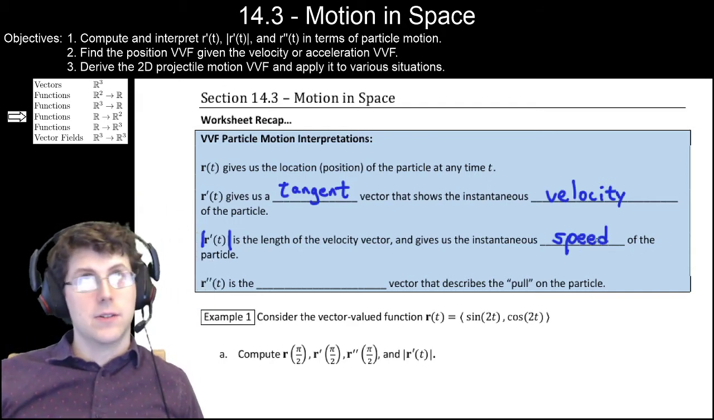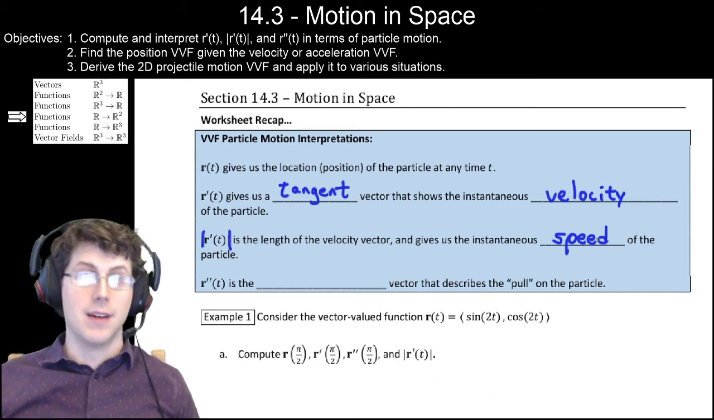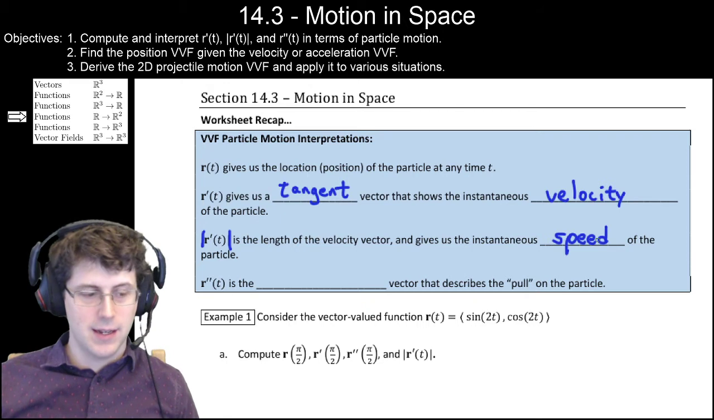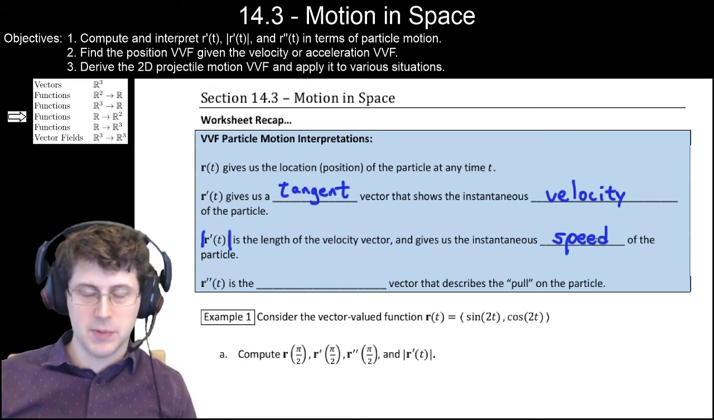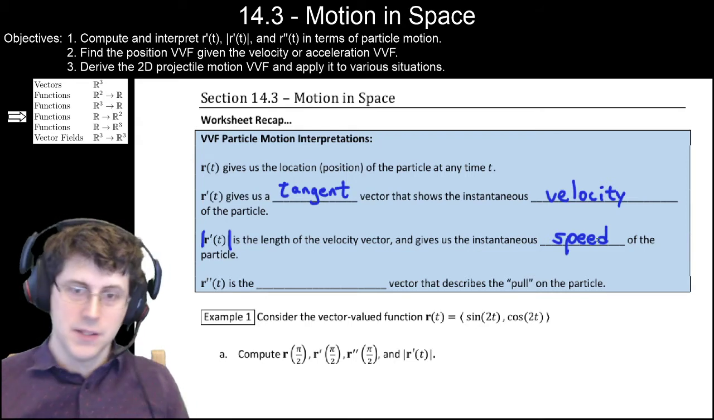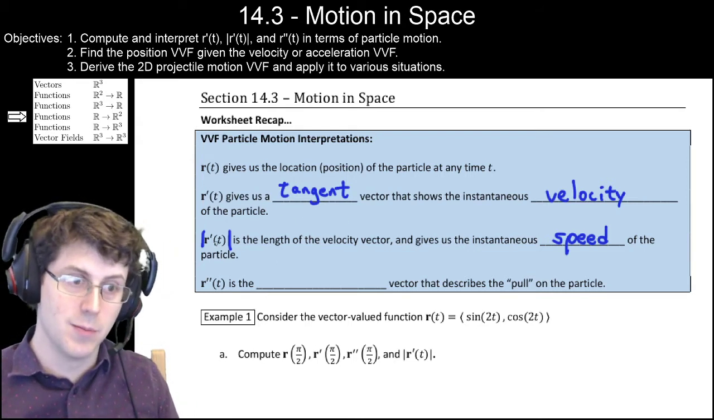So if I ask you, how fast are you going? What does your speedometer in your car read? You get a number. It's like 40 miles per hour. But if I ask you, what's the wind velocity? You would say, well, it's 14 miles per hour to the northeast. You'll get a velocity vector, and the speed will just be a scalar number.